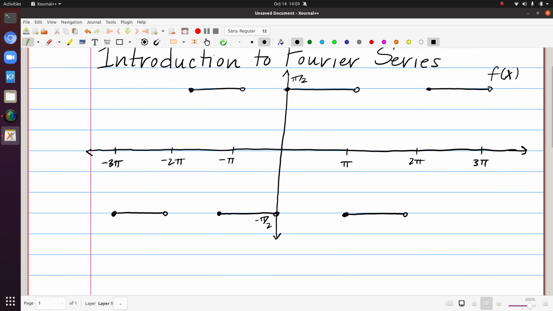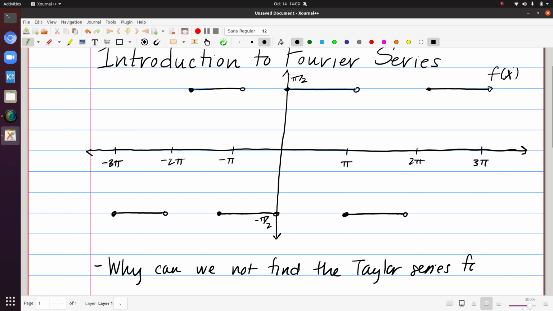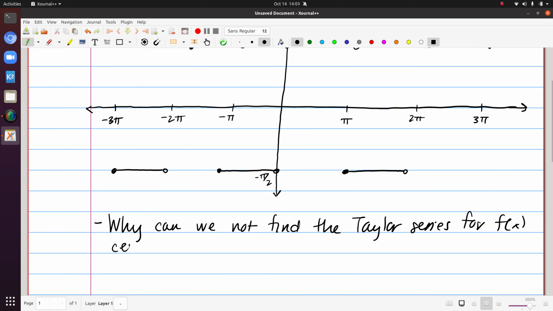we could think about a few things. So why can we not find the Taylor series for this function f of x that I've plotted here, centered at x equals 0?